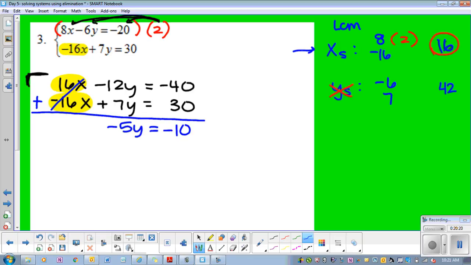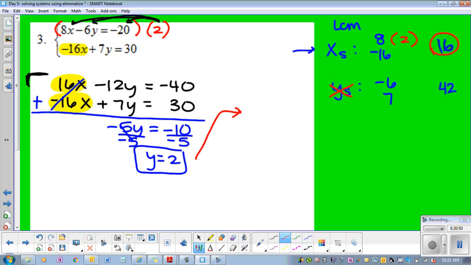Yeah, negative 10. Good. Abner? So then now to solve for y, I need to divide by negative 5. So then I have y equals 2. Perfect. I solved for y, right, Cindy? Which one do you want to plug it into to solve for x? We got to plug it into one of the original equations. Second one? Sure. Let's plug it into the second one then.